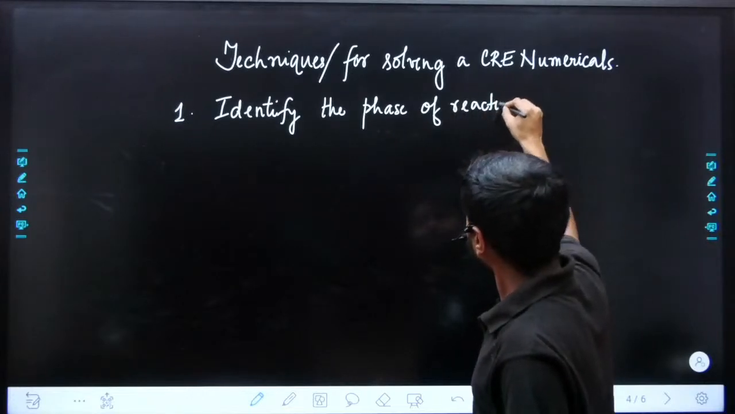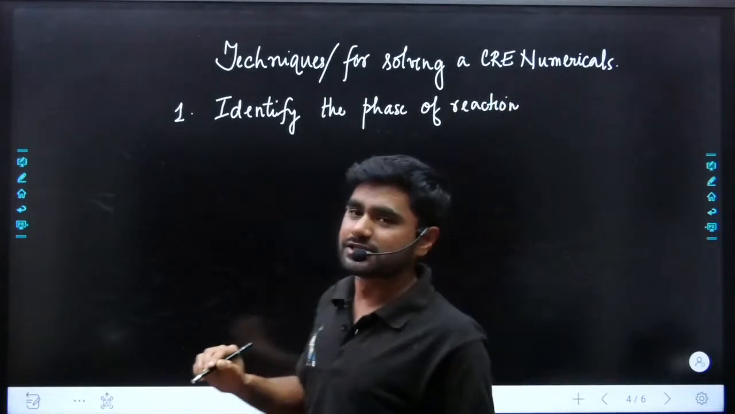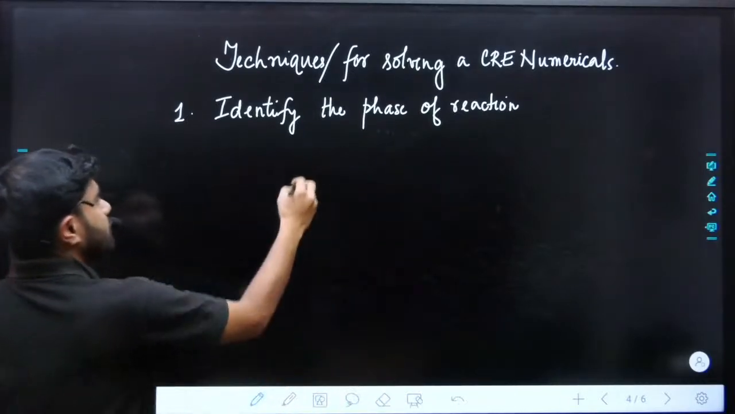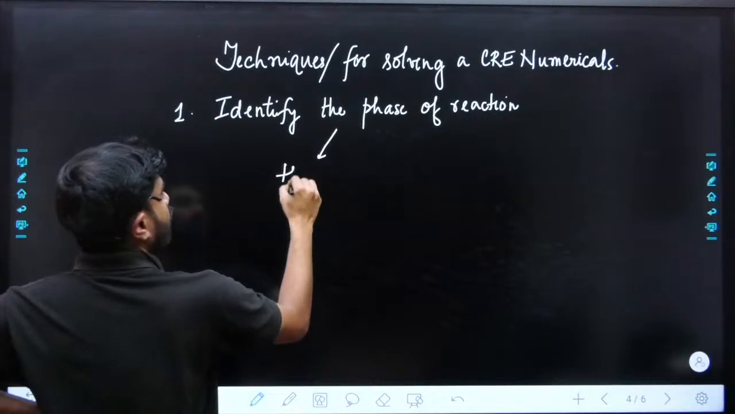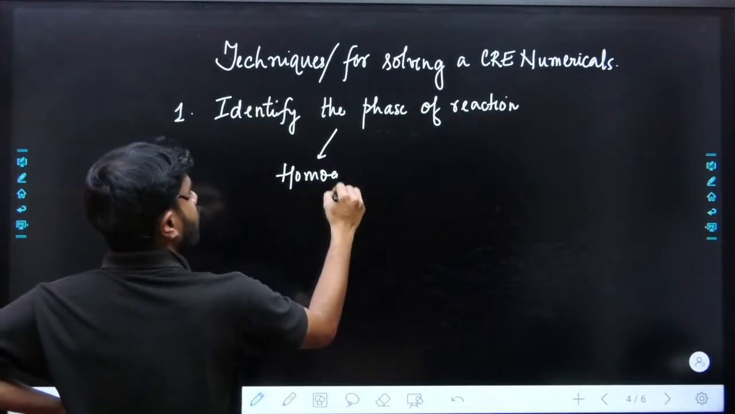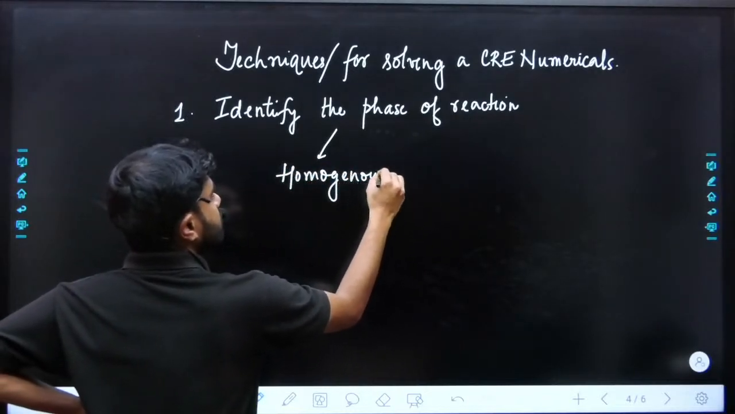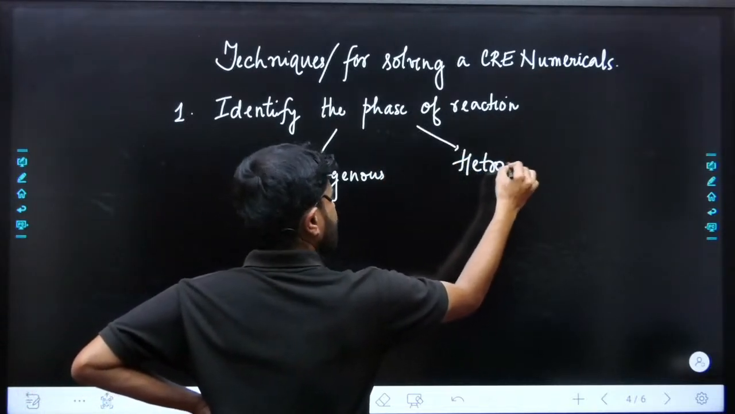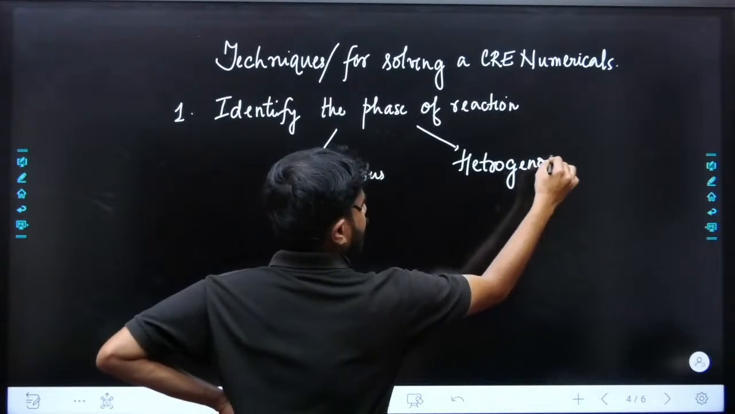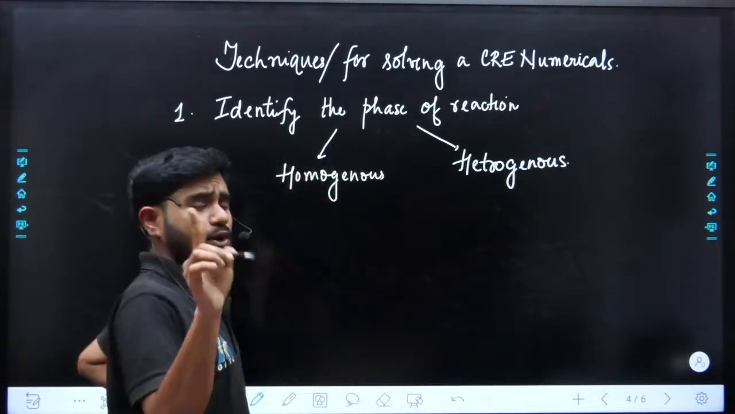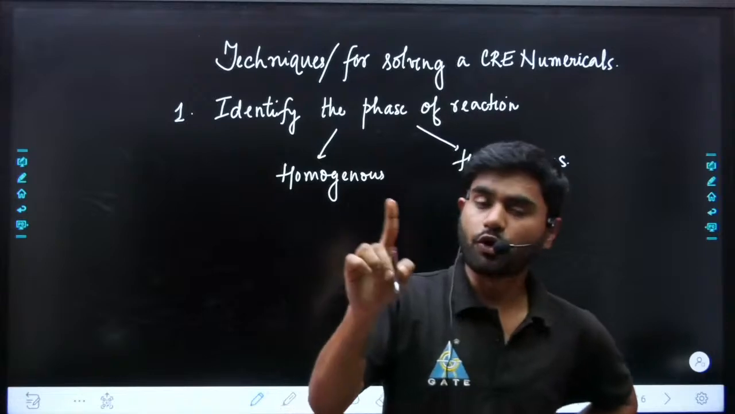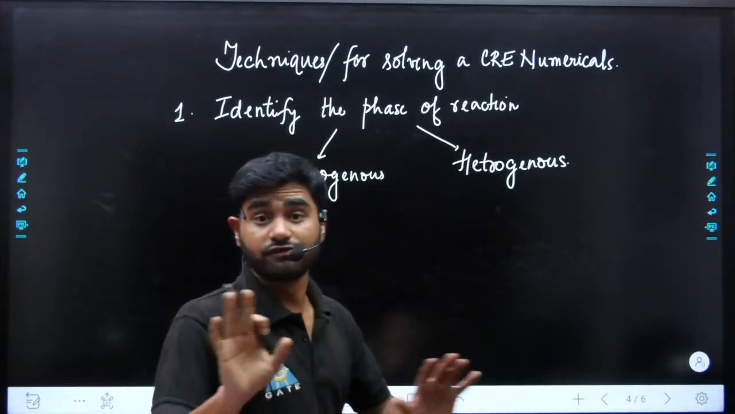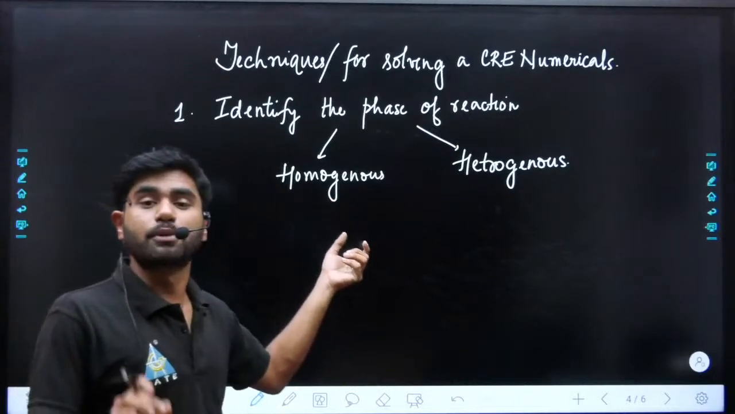Now on the basis of phase we have homogeneous and the other one will be heterogeneous. So you know this fact. Under homogeneous we again have two parts, constant density and variable density systems. You have two distinct phases when we talk about homogeneous.